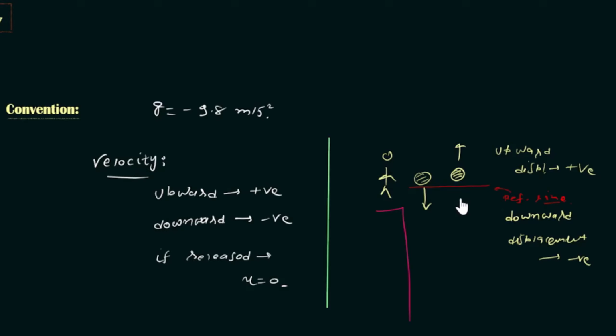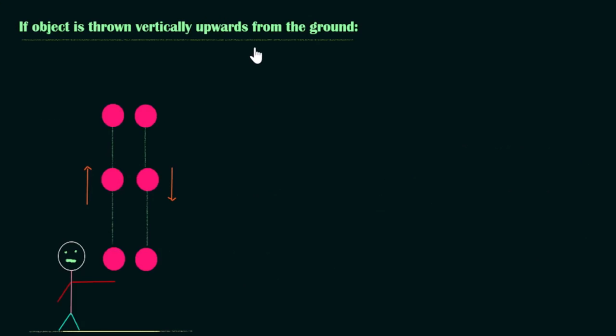Before solving problems, we are going to see a few general cases, like how an object travels vertically upward and how it travels vertically downward. Our first case is when an object is thrown vertically upward from the ground. Consider this guy, our Bob the Baller. He is throwing the ball, so that's why he's Bob the Baller.